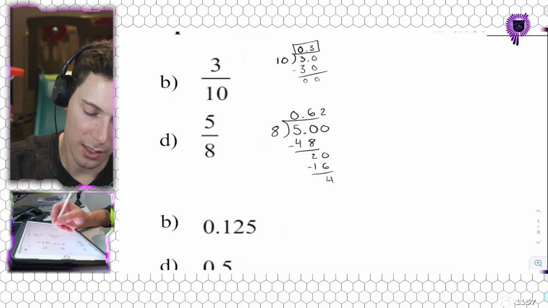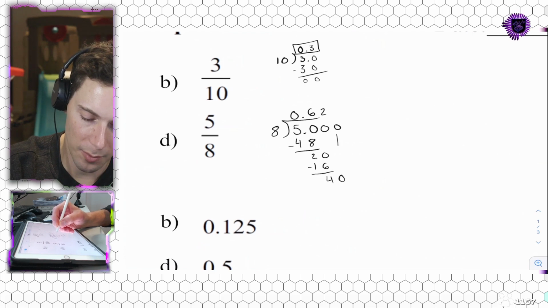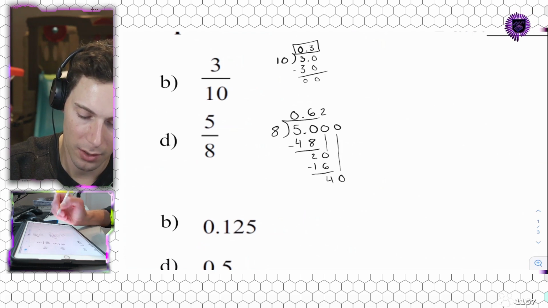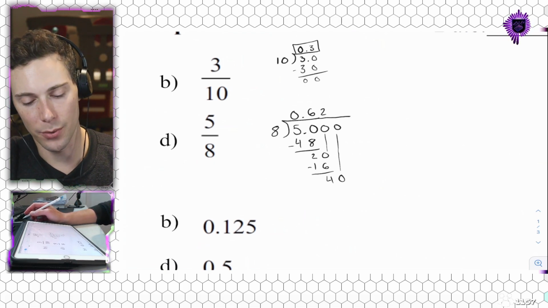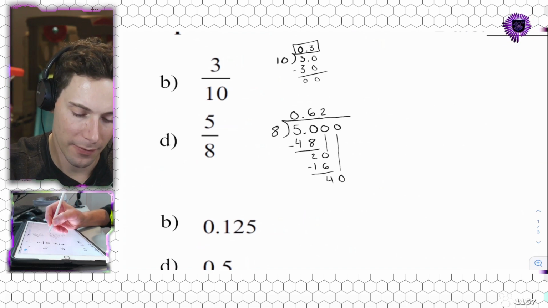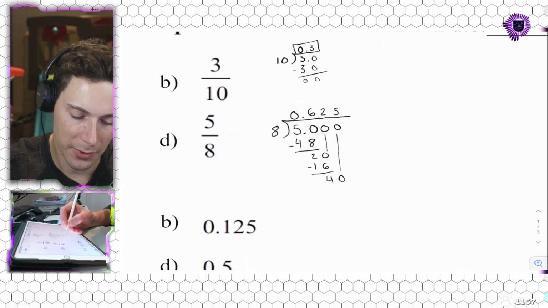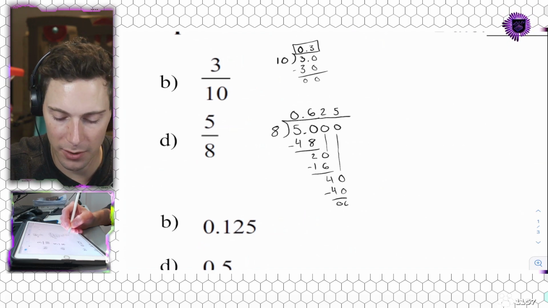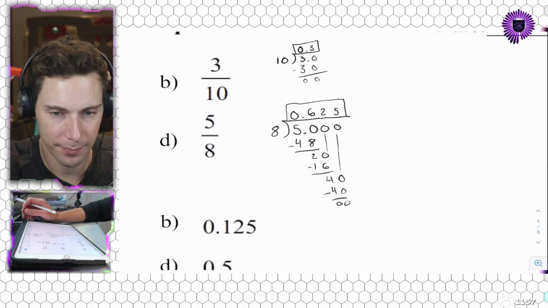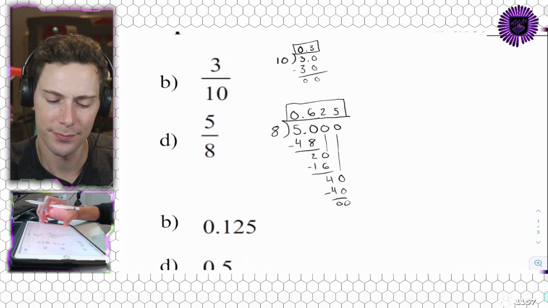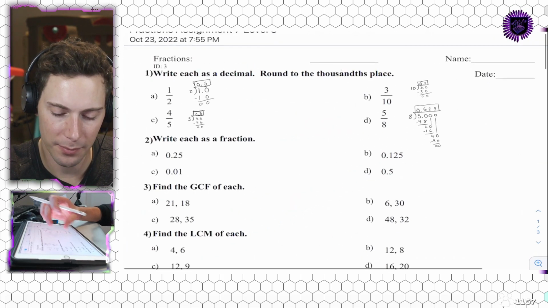We're not done yet. 8 cannot go into 4. Let's drop our next 0 down. Of course, it's dropping these zeros down into place here. And let's make sure we keep everything lined up. Now 8 goes into 40 exactly 5 times, and it equals 40. When you do that subtraction, it brings us to 0, and our answer is going to be 0.625. A little harder to get there, a little longer math.